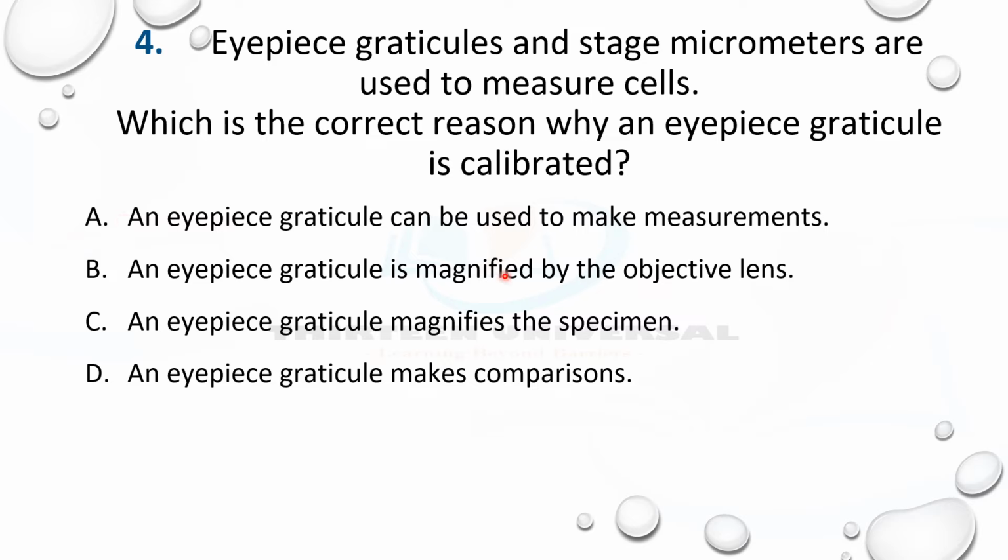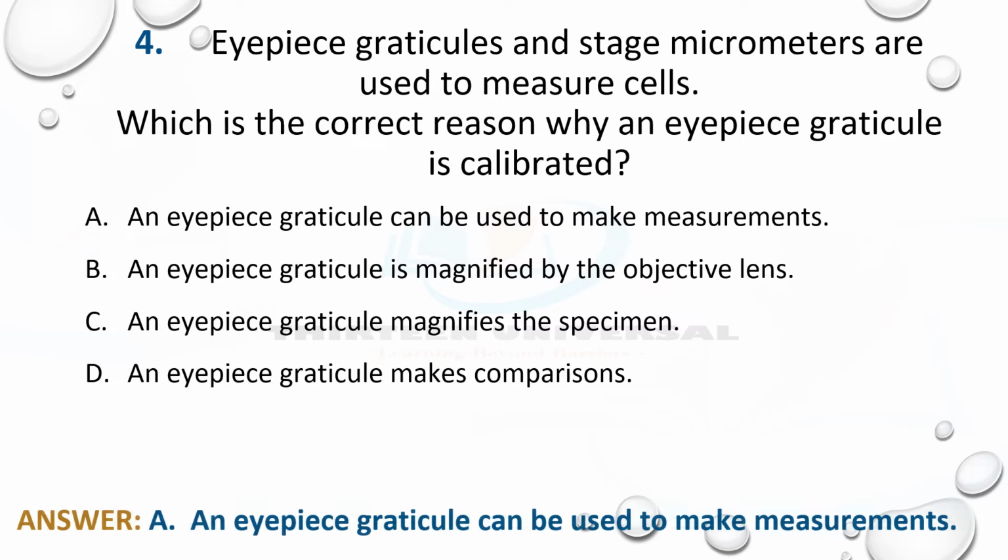B says an eyepiece graticle is magnified by the objective lens. No, it is not magnified by the objective lens. It is embedded in the eyepiece lens. The only things magnified by the objective lens are the things on the stage of the microscope. Whatever is on the eyepiece lens is not magnified by the objective lens, so this is wrong. Another option says an eyepiece graticle magnifies the specimen. It does not magnify. It's not a lens. It's just a measuring scale. Another says an eyepiece graticle makes comparison. It doesn't make comparison. So the answer is A.